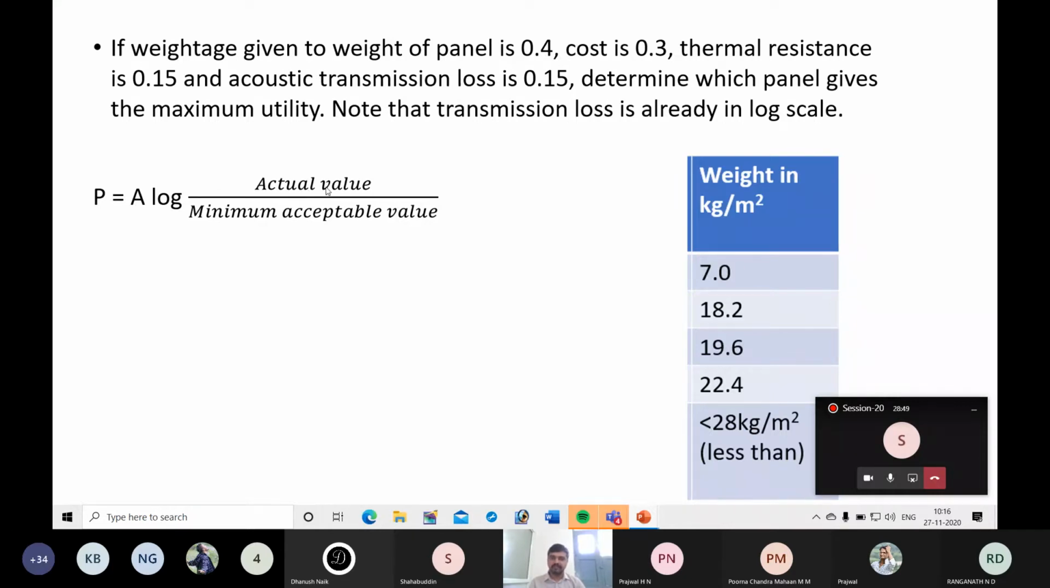Actual value will be 7.0. Minimum acceptable value will be 28. Since it is having less weight compared to others, I will assign a preference number 9. To find out A, why are we assigning a preference number by considering a most preferred value? Because here we have two unknowns in the equation.